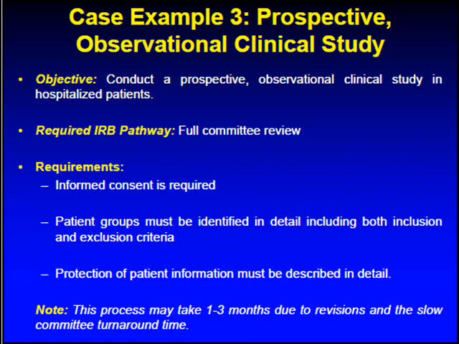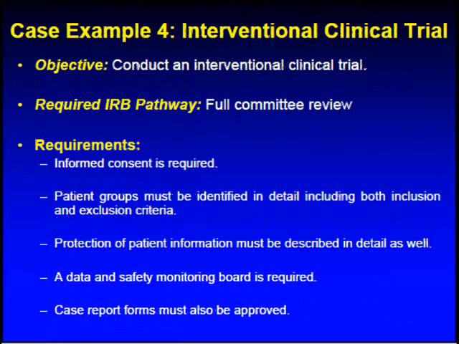This is a full committee review, so it's going to take you about 2 to 3 months. Informed consent is required. Patient groups must be identified in detail, including both inclusion and exclusion criteria. Protection of patient information must also be described in detail, and therefore you need to ensure that these people get random numbers assigned to them and so forth, and documents are de-identified.